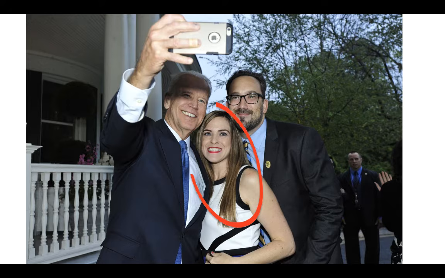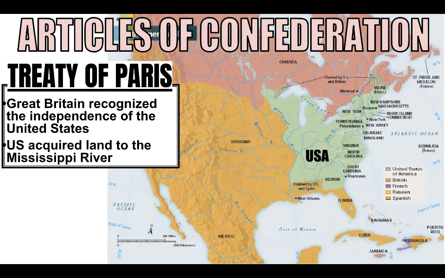Don't tell my wife or any Debbies you know that I'm using the name Debbie in this way, but there were some positive things under the Articles of Confederation. The Articles did get the colonists through the American Revolution. That transition from colonists to citizens of the United States occurred under the Articles of Confederation.